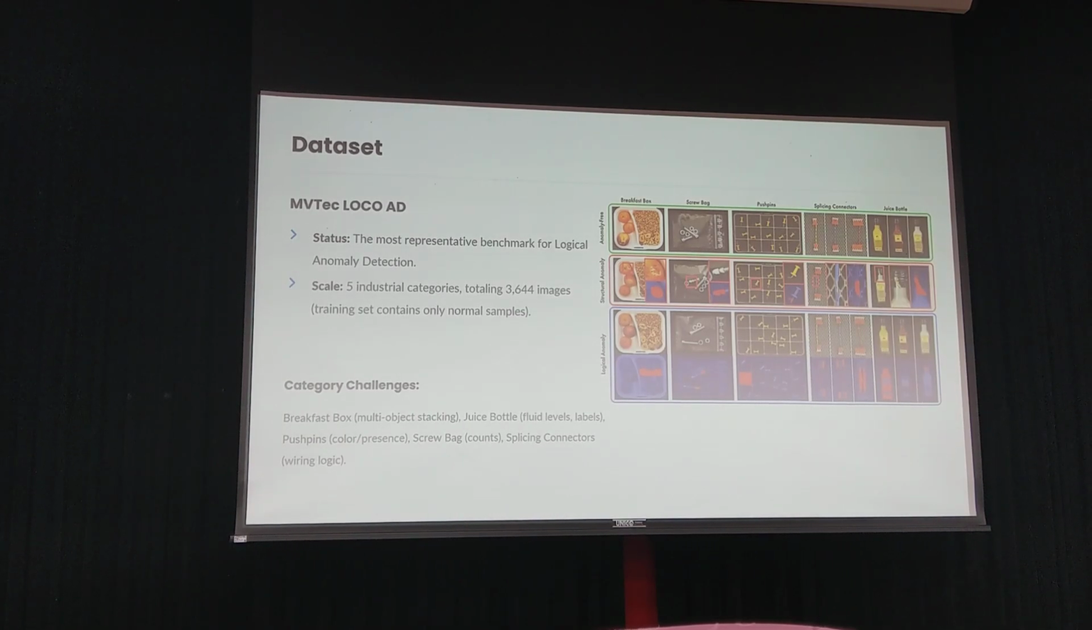For evaluation, I use the MVTec LOCO benchmark. It includes the categories: breakfast box, juice bottle, pushpins, screw bag, and splicing connectors. This is a representative benchmark for logical anomaly detection because it clearly distinguishes logical anomalies from structural anomalies.